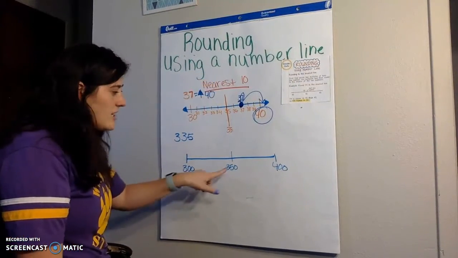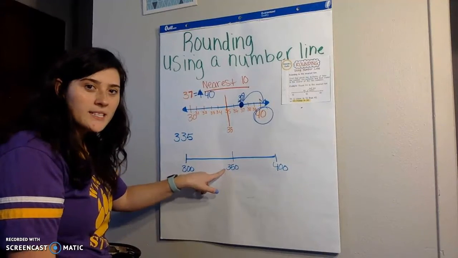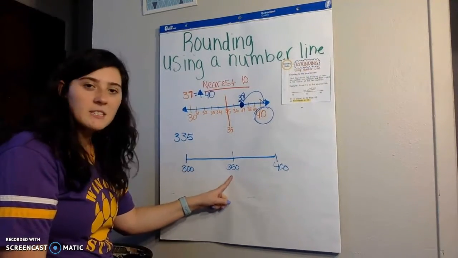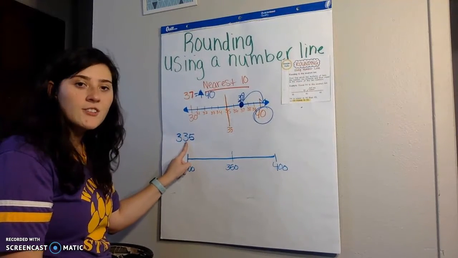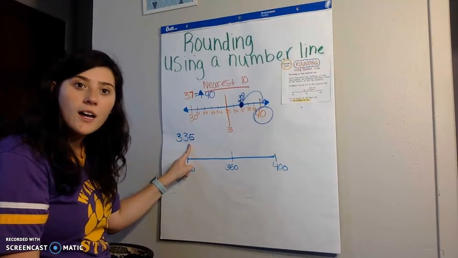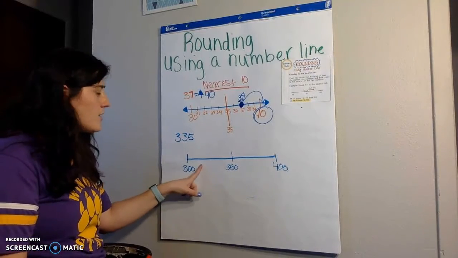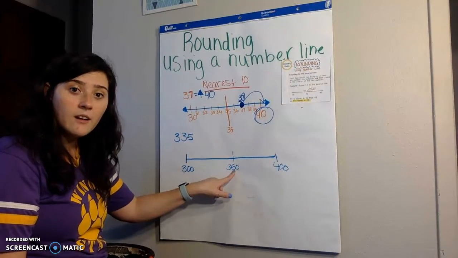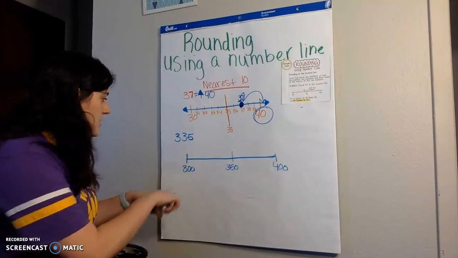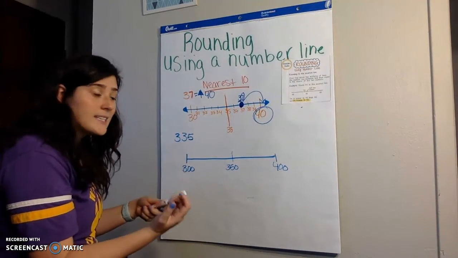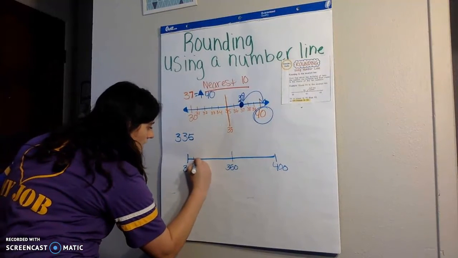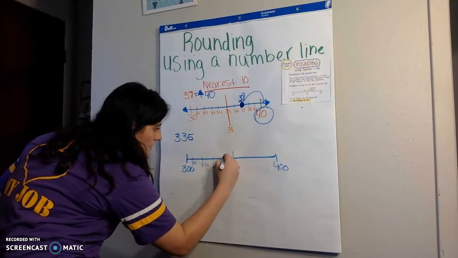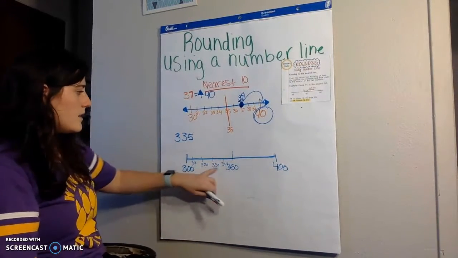So now we just have to change the hundreds place to match our closest hundreds. So I know 350 is my halfway mark. Now I have to label 335 on my number line. I know 335, this number 35, is not greater than 50. It's less than 50. So if I count it off by 10, 310, 320, 330, 340 to 350.